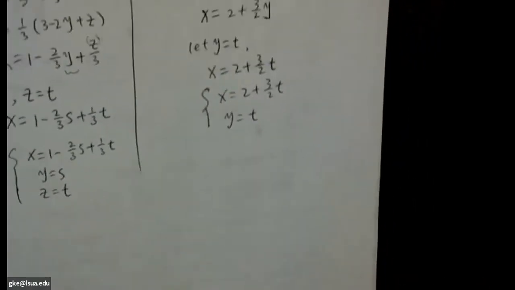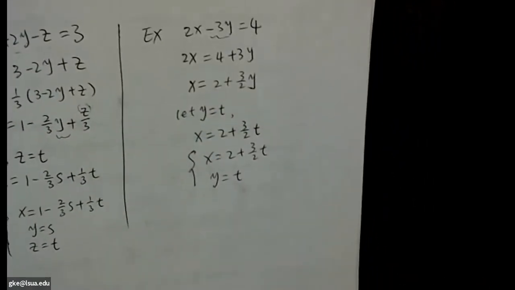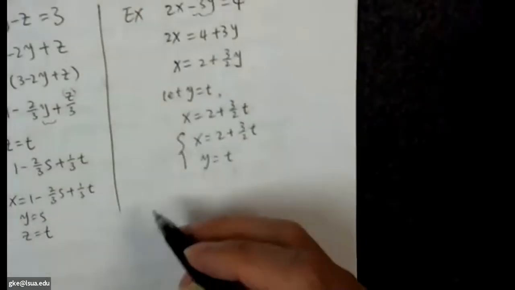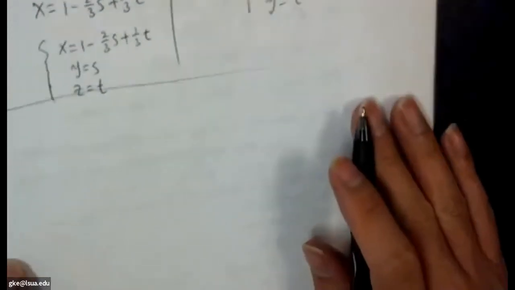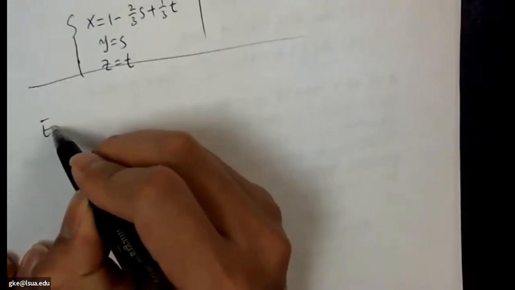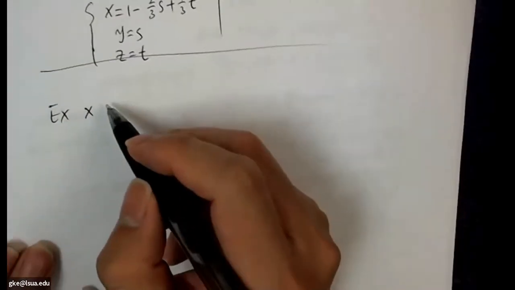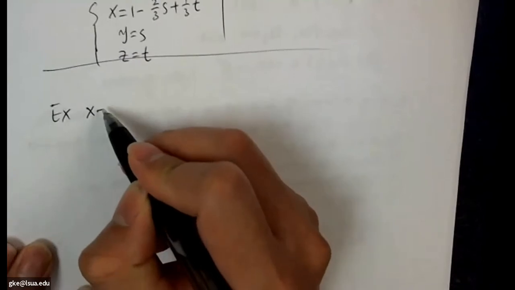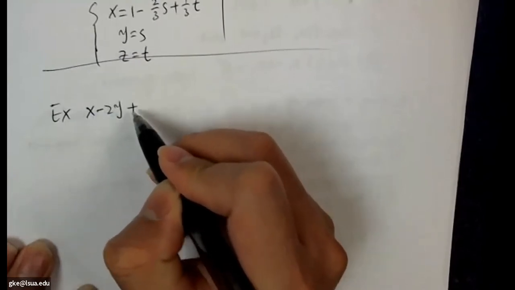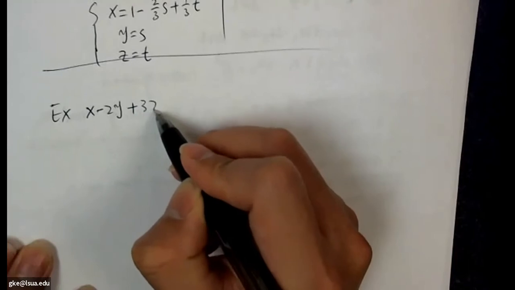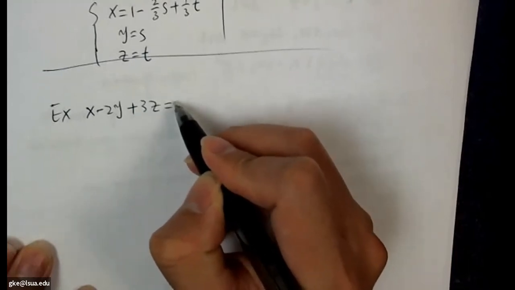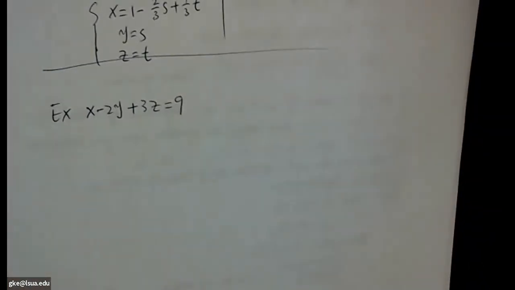Now let's try another example. Now I give you more variables. For example, I give you x minus 2y plus 3z equals 9. Try that again by yourself.